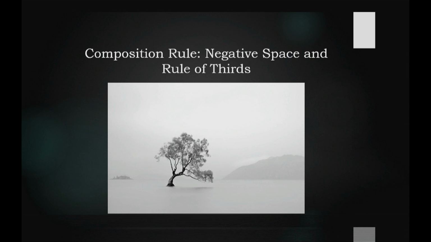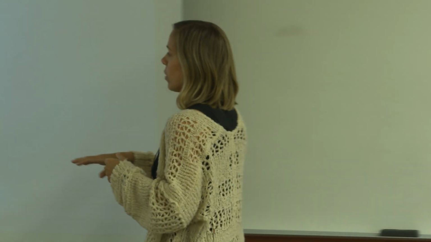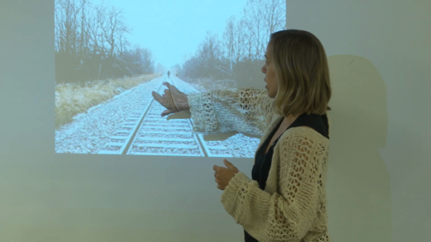And then the last one is leading lines. So what we're trying to do is use lines to draw the eye to what we want people to look at. So in this case, the railroad tracks are drawing your eye to the person way down at the end walking along the railroad tracks. And then this is another example of leading lines.